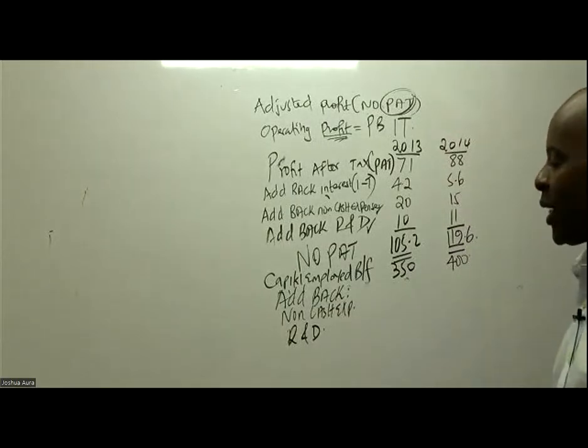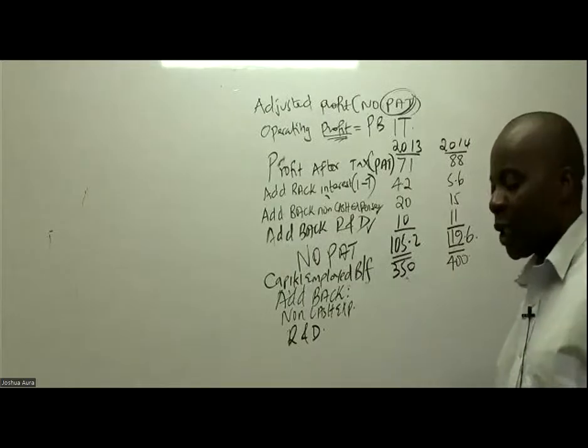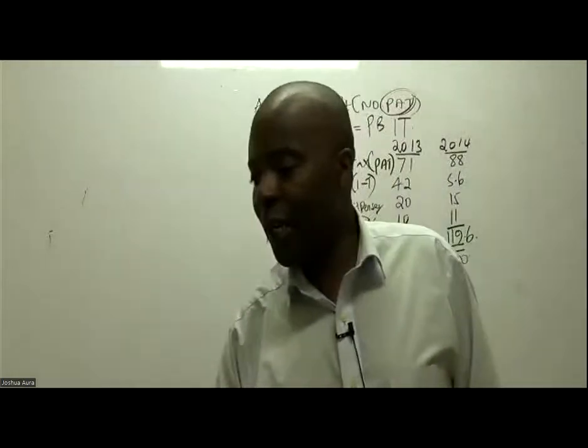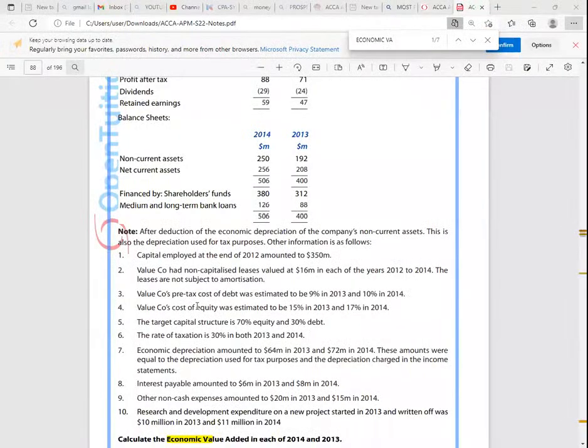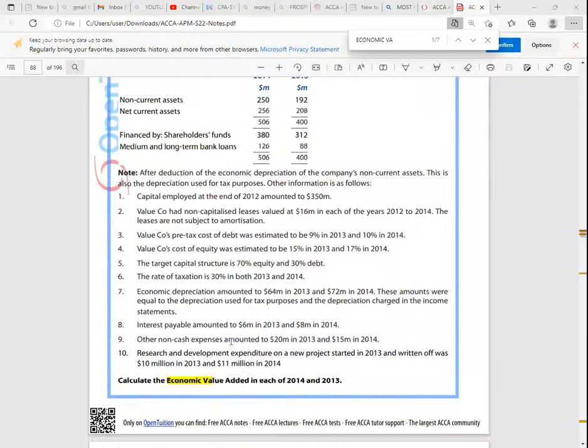Please give me the figures to write here. Add back the non-cash expenses for 2013. What figure should I write? The non-cash expenses here for 2013. What figure should I write here?